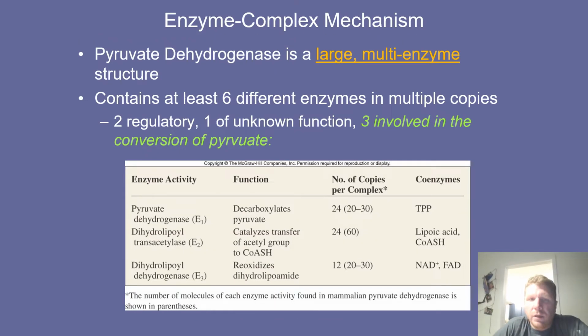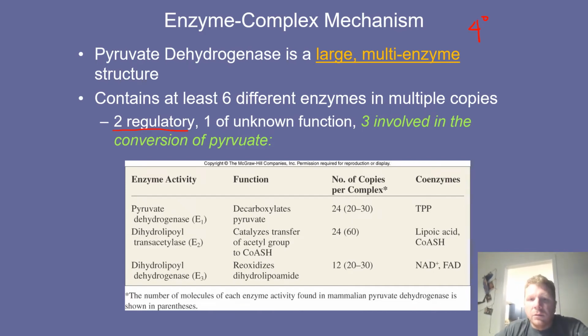Now, the pyruvate dehydrogenase enzyme is a large multi-enzyme structure. So if you remember when we talked about protein structure, we talked about the primary, secondary, tertiary, and quaternary structure. Well, the pyruvate dehydrogenase complex really illustrates the quaternary structure because it is a multi-enzyme complex, but it's working as one thing. Now, it contains at least 6 different enzymes in multiple copies. There are 2 regulatory enzymes, 1 with an unknown function, and 3 that are involved in the conversion of pyruvate.